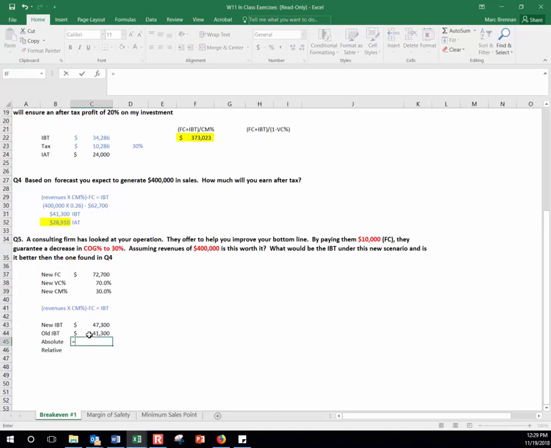So absolute, we're going to go our new minus our old, so 47,300 minus 41,300. So I'm making $6,000 more in operating profit, which would be $6,000, my absolute difference, divided by my old, so 41,300. We'll put that as a percentage, which represents a 14.53% increase just by using this group instead. With this consulting agency, they're going to be able to increase everything by that much.